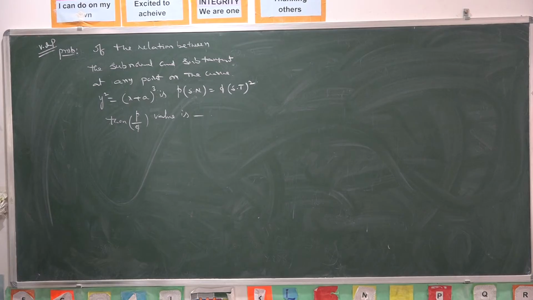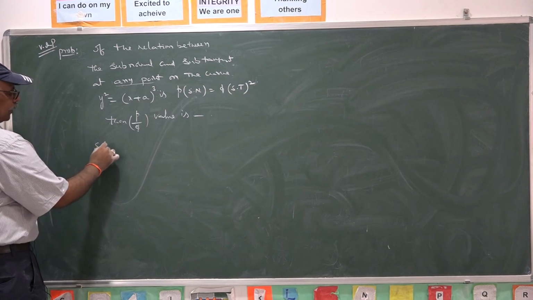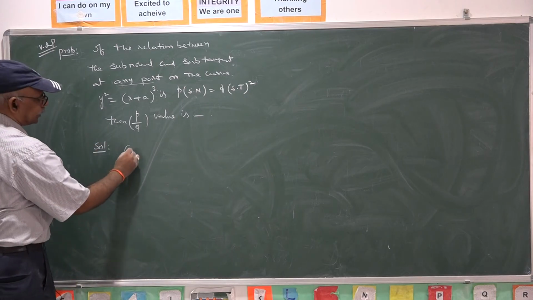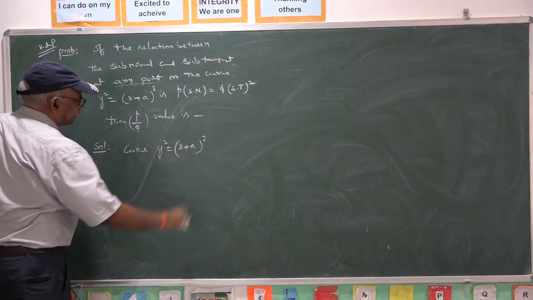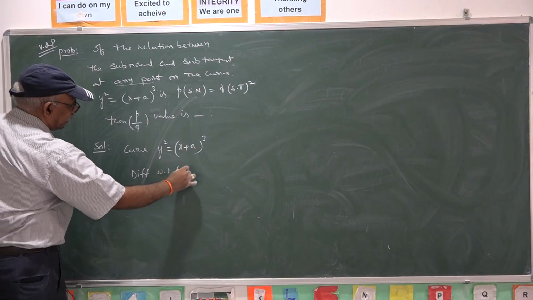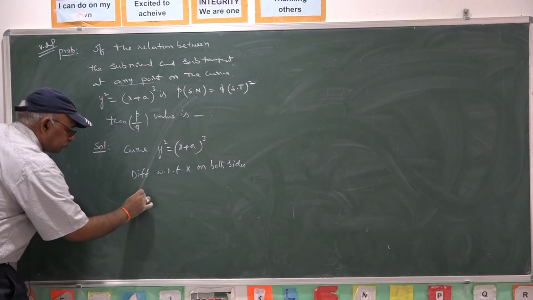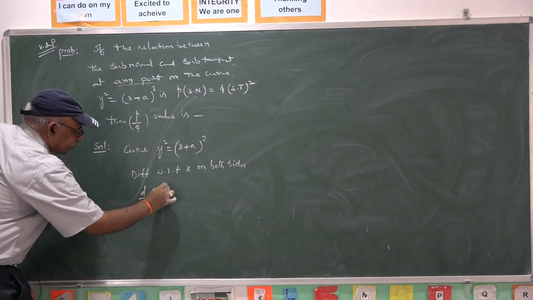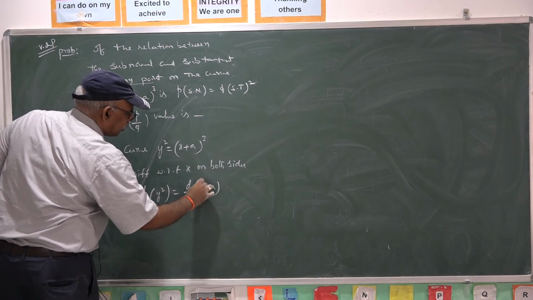So, the length of the subnormal and length of the subtangent ought to be evaluated here for the curve at a general point, at any point. At any point means x comma y point. So, the given curve is y square equal to x plus a whole cube. Differentiating with respect to x on both sides, dy dx of y square equal to dy dx of x plus a whole cube.